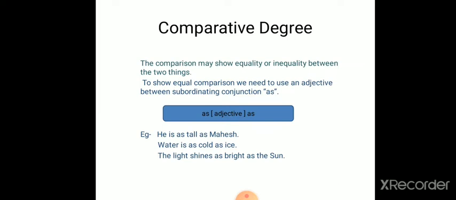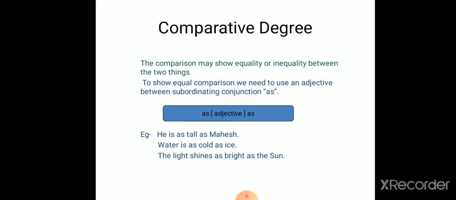Now we can understand one more thing: in similes these kinds of subordinating conjunctions are used with the comparative degree to form similes. In poetry basically we use this type of comparison.